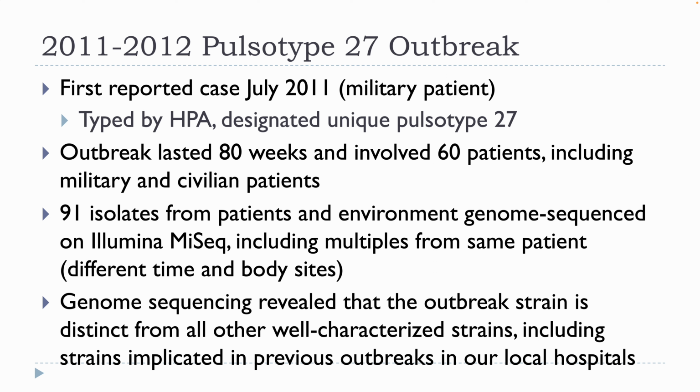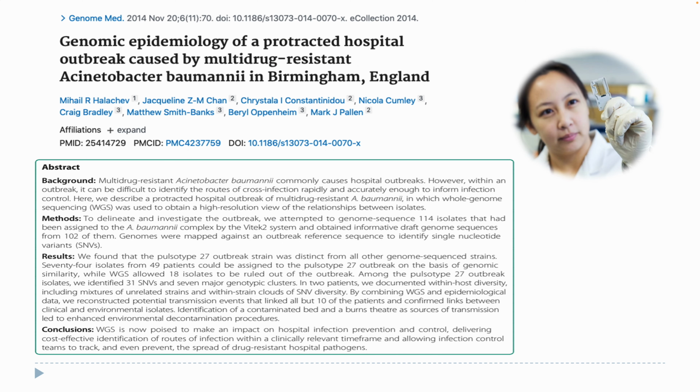What we did was we got 91 isolates from patients and the environment, and we genome sequenced those on the Illumina MiSeq, a desktop sequencing instrument. And in many cases, we sequenced multiple isolates from the same patient at different times or from different body sites. And the first thing we showed when we did genome sequencing was that this outbreak strain was different from all the other well-characterized strains which had their genome sequenced at that time. And that included strains that have been implicated in previous outbreaks in our local hospitals. So we knew this was a new thing, but it hadn't been seen before by us or by the public health authorities.